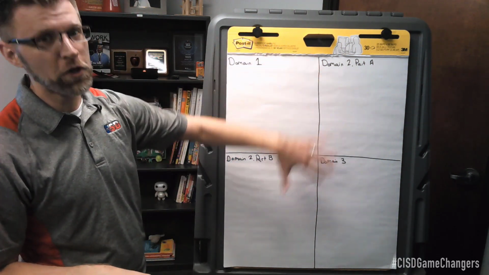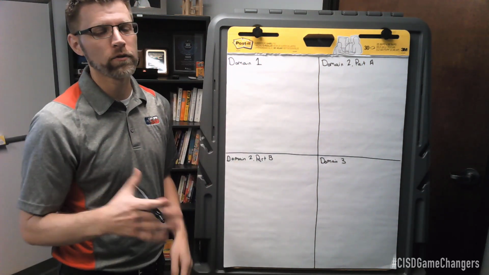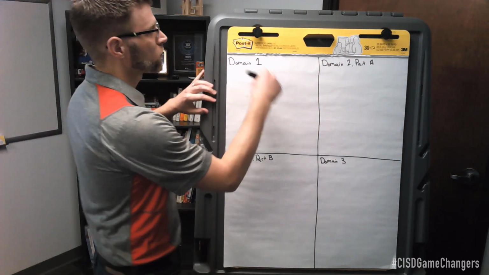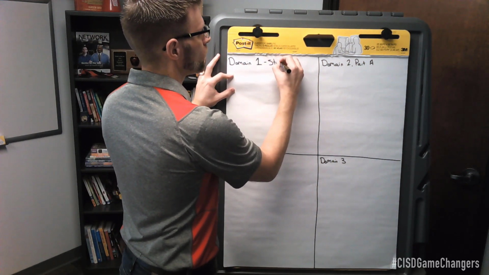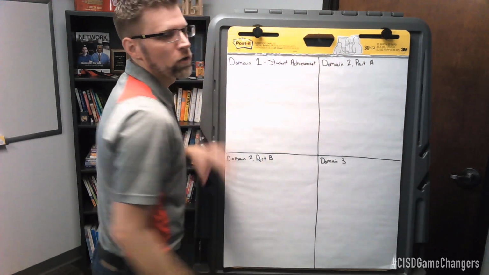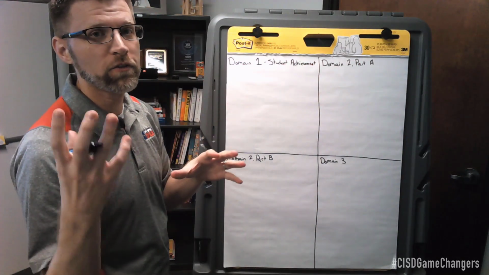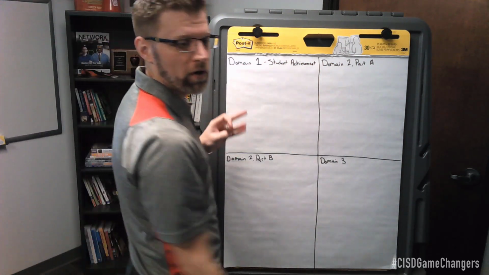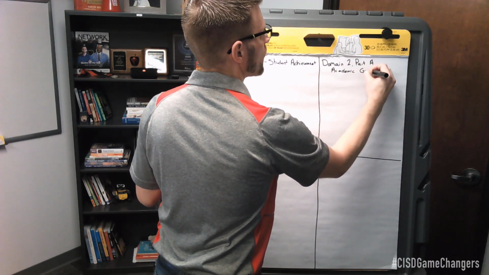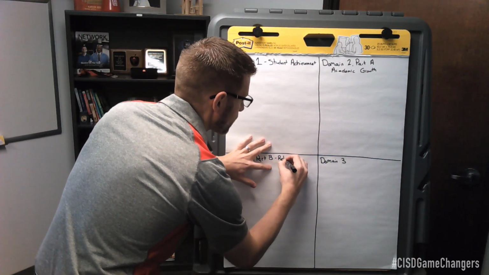So this is our 3-domain accountability system, but you actually see there's 4 quadrants here because one of those domains has 2 parts. I'm going to give you an overview of what each domain is, and then we'll go more into detail with each one. Starting with domain 1, this is what is called the student achievement domain. Domain 2, both of these together, is called the school progress domain, but it's split into 2 different parts. Domain 2 part A is the academic growth domain. And then domain 2 part B is the relative performance domain.